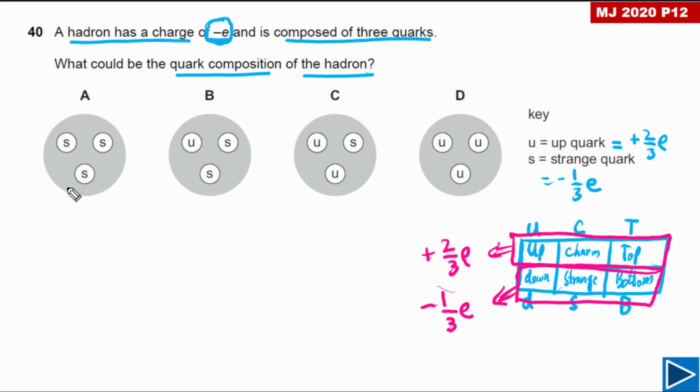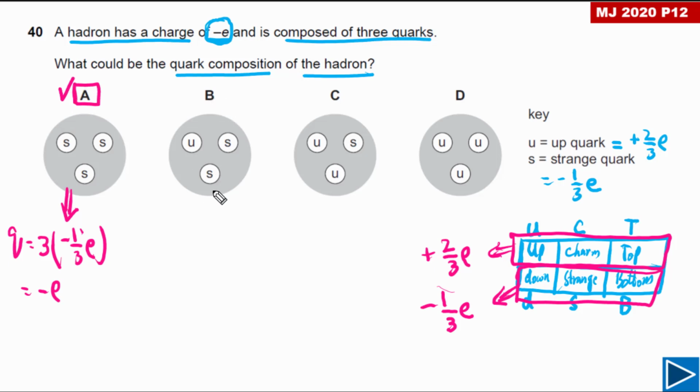We need to find out the charge on each composition, and then we will compare with the given charge on the hadron. If we look at this one, here we have 3 strange quarks. We need to add the charge on them, or simply we can just multiply with 3, so minus 1 over 3e. If we just multiply, we will get minus e. This composition has the same charge as the charge on given hadron. So it means this is correct option, this is the answer.